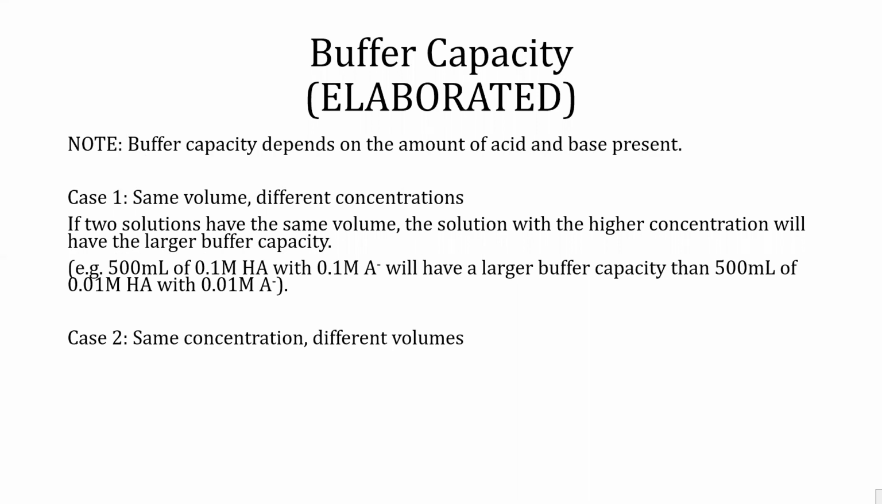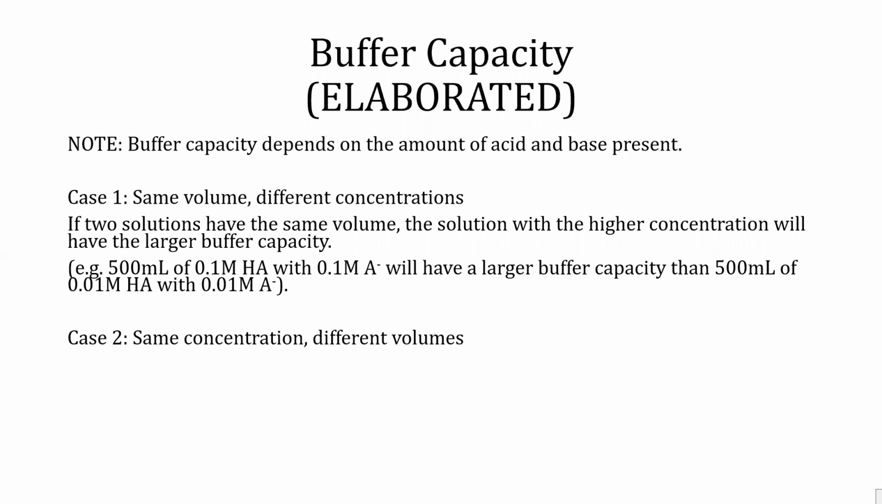Case 1, same volume, different concentrations. If two solutions have the same volume, the solution with the higher concentration will have the larger buffer capacity. For example, 500 mL of 0.1 M HA with 0.1 M A- will have a larger buffer capacity than 500 mL of 0.01 M HA with 0.01 M A-.